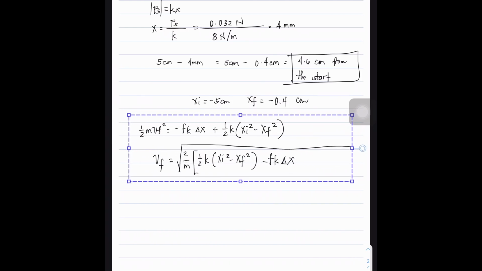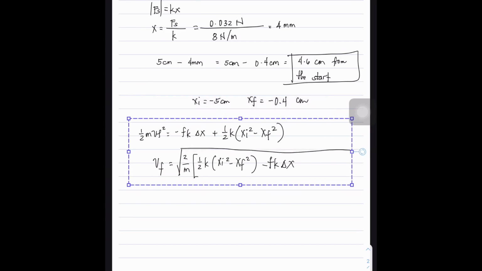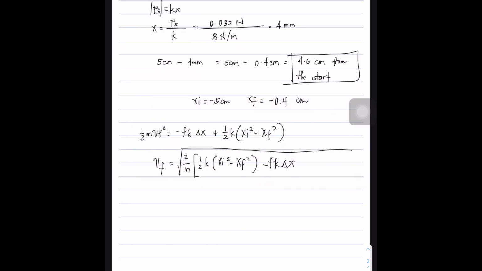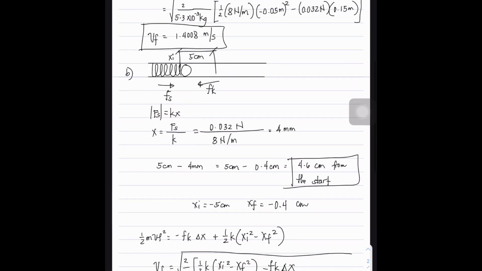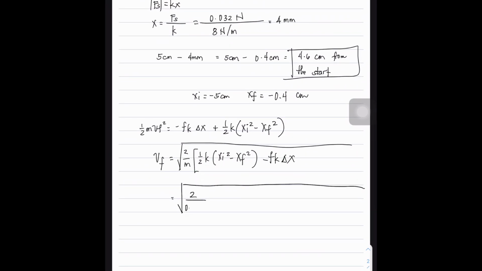Okay, so here's our working formula from the law of conservation of energy that we have derived earlier. Let's now substitute the given parameters. Okay, so we have 2 over 5 kilograms, 1/2 of 8 newtons per meter.